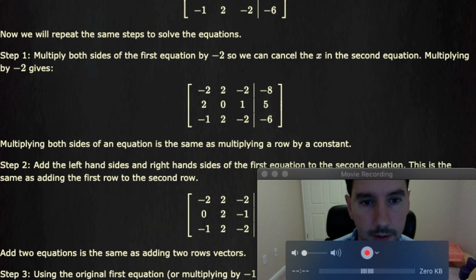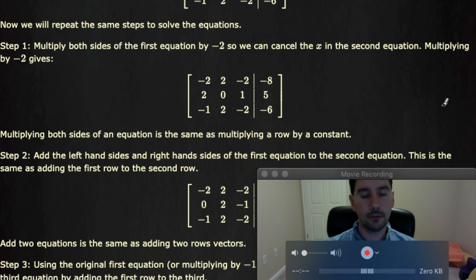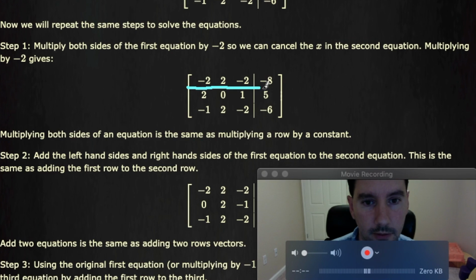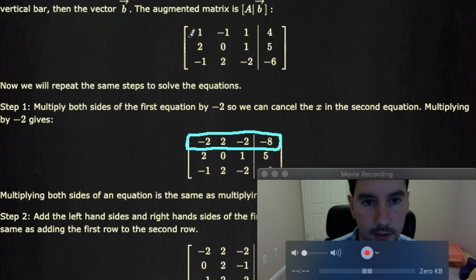So what did we do last time? We multiplied the first equation by negative 2, and then added it to the second equation to cancel out the x's. So we're going to multiply by negative 2, and what that does is multiply both sides of the first equation by negative 2. And this is what happens to the coefficients: we had 1, negative 1, 1, 4, which becomes negative 2, positive 2, negative 2, and negative 8.